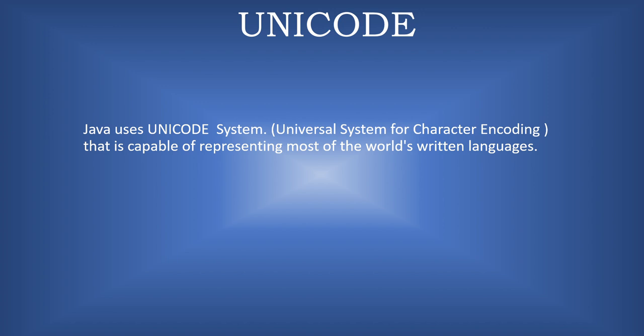Then next comes the term Unicode. Java uses the Unicode system, a universal system for character encoding that is capable of representing most of the world's written languages.